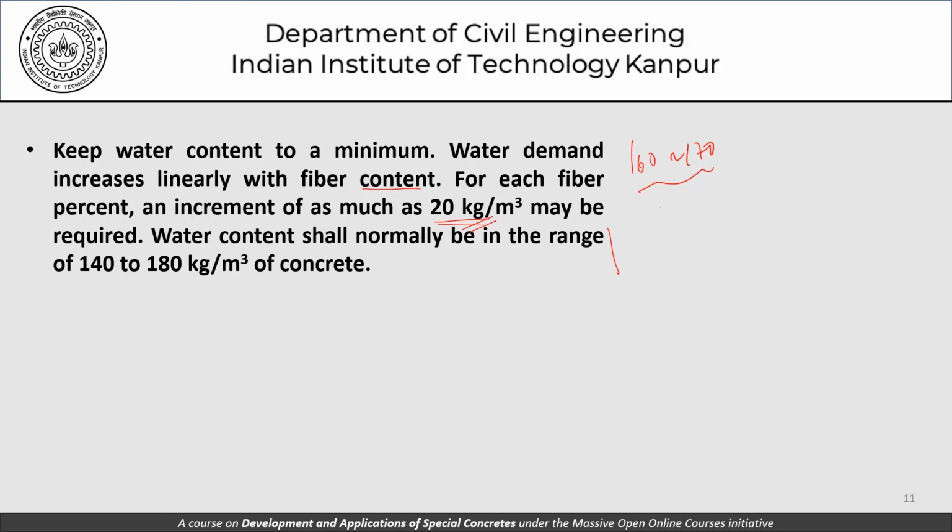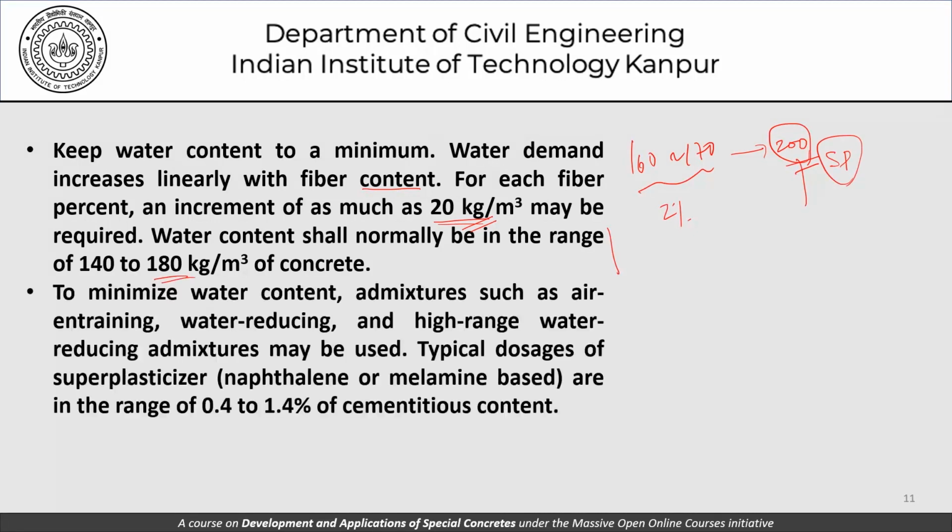If we have, say, 2% of fibers in the system, we'll probably need to push this to as much as about 200. Now, if we go to 200, we'll be tempted to use superplasticizers to keep this level back to 180. To minimize the water content, admixtures such as air entraining, water reducing, and high range water reducing admixtures may be used, and the typical dosage of superplasticizers, which could be naphthalene based or melamine based, is in the range of 0.4 to about 1.4% of the cementitious material content.